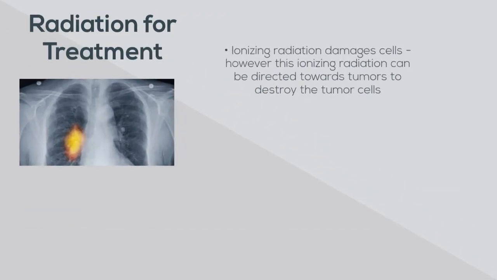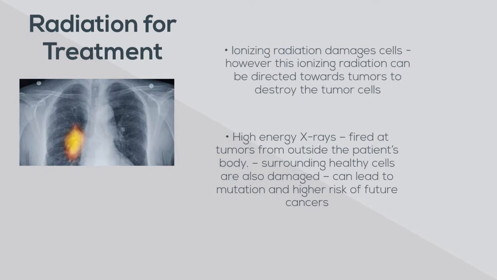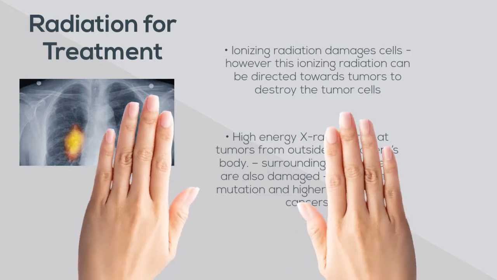The ionizing radiation used in PET scans damages cells. However, this ionizing radiation can be directed towards tumors to destroy the tumor cells. High-energy X-rays fired at tumors from outside the patient's body means surrounding healthy cells are also damaged, which can lead to further mutation and higher risk of cancer in the future.